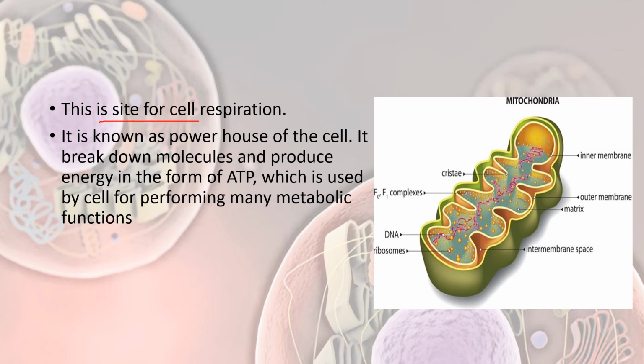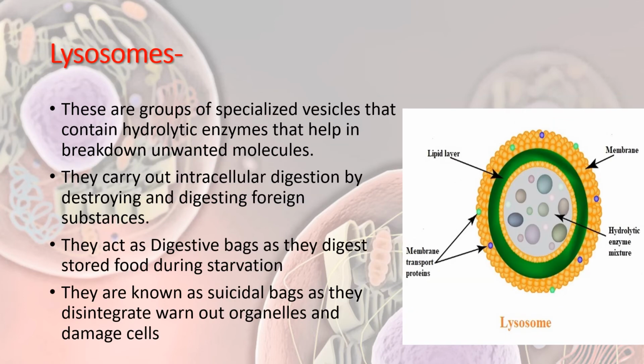So this is the site for cell respiration. It is known as the powerhouse of the cell. So which cell organelle is known as the powerhouse of the cell? The answer is mitochondria. It breaks down molecules and produces energy in the form of ATP, adenosine triphosphate, which is used by the cell for performing many metabolic processes. So the next cell organelle, which is very important, is lysosomes.